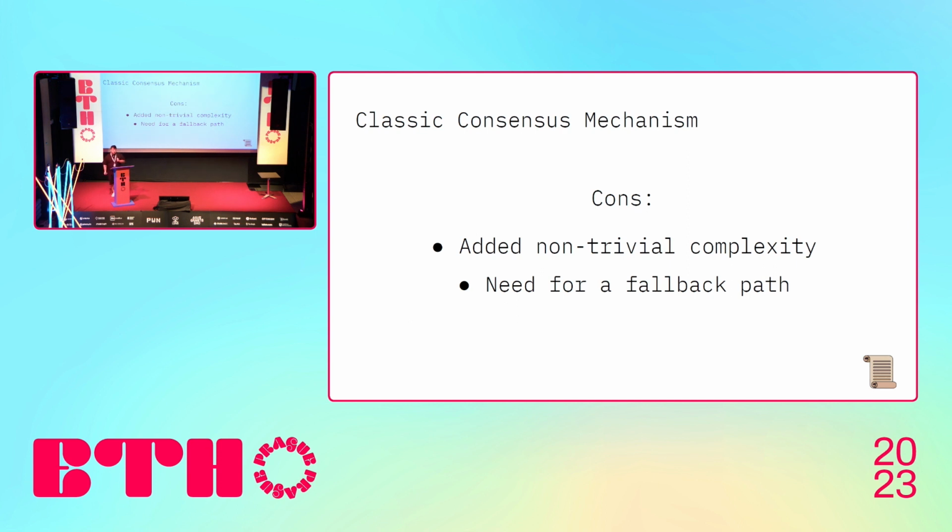And the fallback mechanism would work in a fashion where you have, let's say, 10 minutes for the consensus to produce a batch. And if no batch is produced, then anyone can submit a batch and continue. And that adds even more complexity to the bridge.